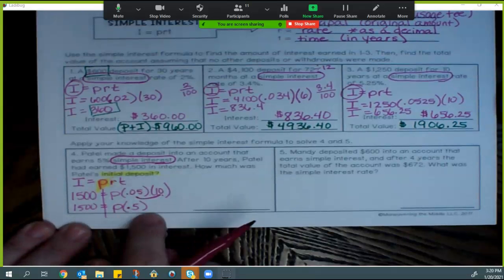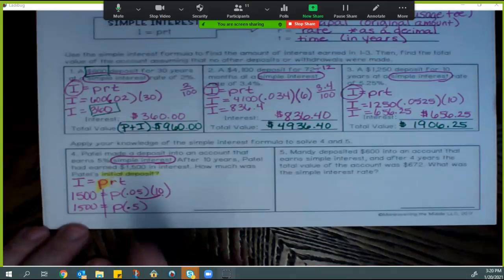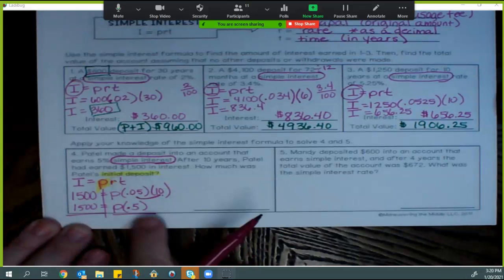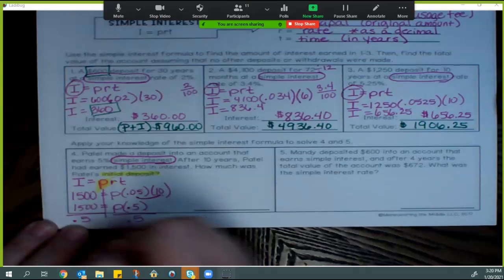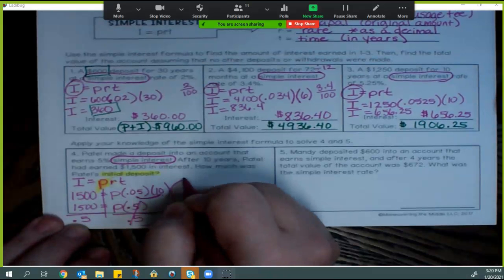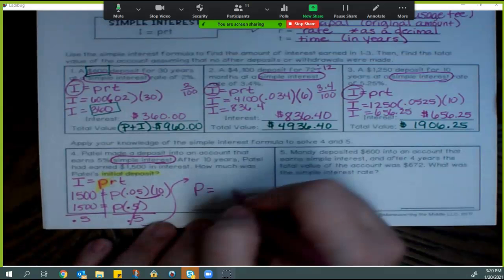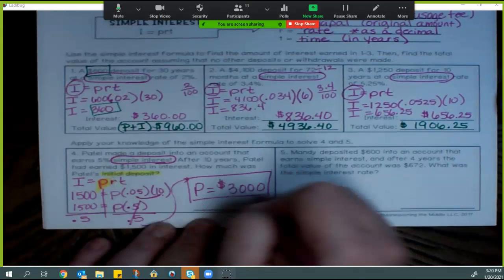Now, this looks like a really easy one-step equation. I need to isolate the variable P. I need to get P all by itself. This says P times 0.5. In order to undo that, I have to do the inverse. What's the opposite of multiplying? So I'm going to divide by 0.5 so I can get rid of it. Move it to the other side. So P is going to equal 3,000. So that means my principal amount was 3,000. We started with 3,000.